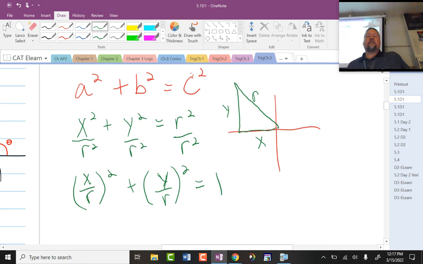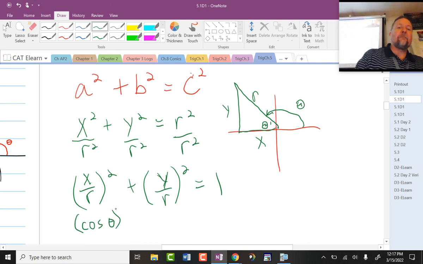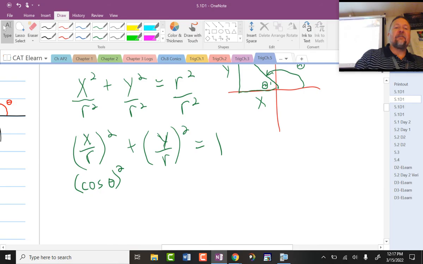And then here, guess what? This is theta, so this is okay for me to do this. Actually, then theta prime, we could consider that, but either or, what is x over r for theta? What trig function? 3, 2, 1, go. Cosine. So I'm allowed to replace x over r with cosine of theta. And then let me just finish this off.